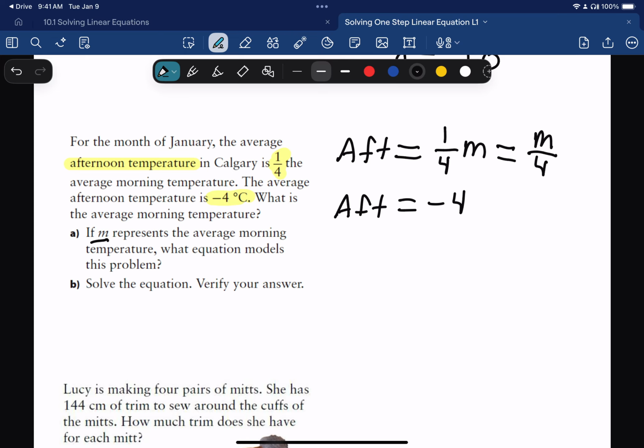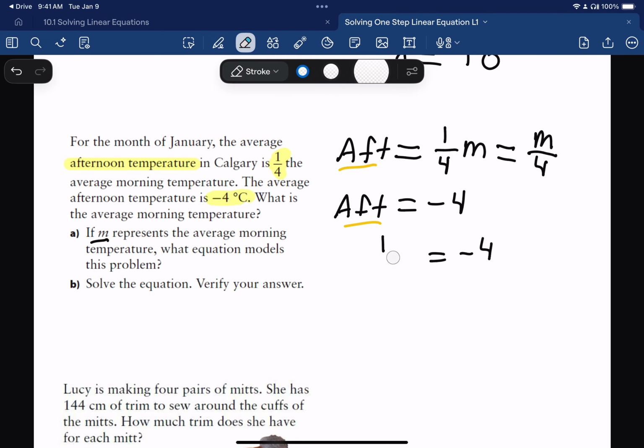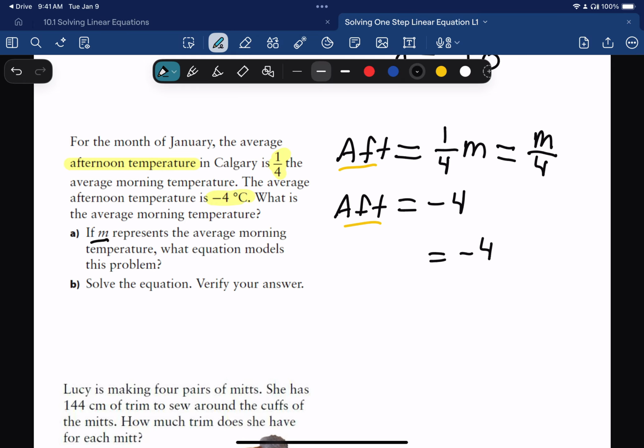So now if these are both equal to afternoon, we could just rewrite them as equaling each other. So I'm going to write 1/4 m equals -4. So now we start to have an equation that looks like what we can solve. However, I think I'm actually going to rewrite it so that it's a little more clear for me to know the opposite operation. I'm going to rewrite it as m/4, which is what we had up here. Okay, so m/4 equals -4.